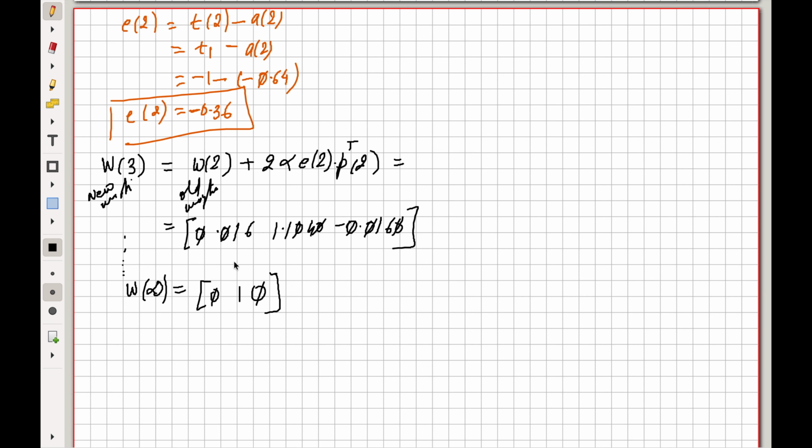I hope in this video you got a detailed insight into how the convergence works for the LMS algorithm, how we find the optimal learning rate alpha, and how we update the weights using the errors in this final example.